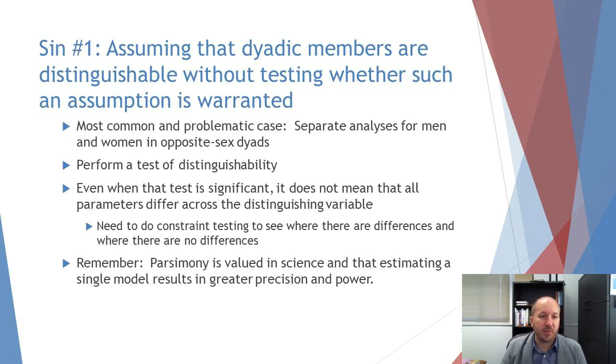So the most common and problematic case is where there are separate analyses for men and women in opposite sex dyads. Now sometimes researchers do that because they do not have matching partner data in order to do that. Other times they do have that matching data, and rather than doing a dyadic analysis, they just do separate analyses for men and women. It's much more appropriate to do a dyadic analysis and make sure that you test for distinguishability.